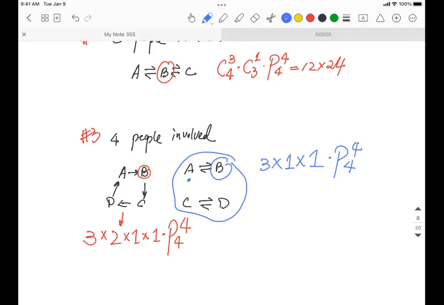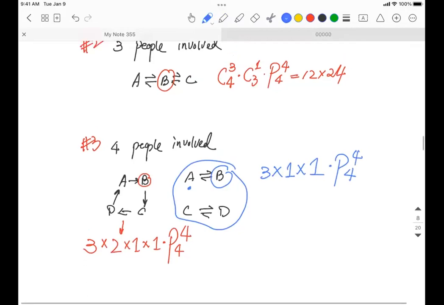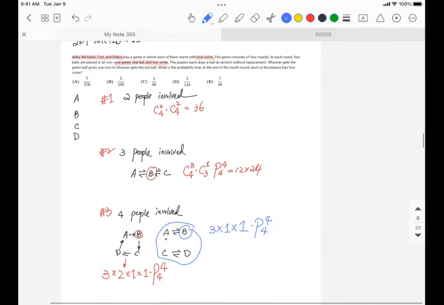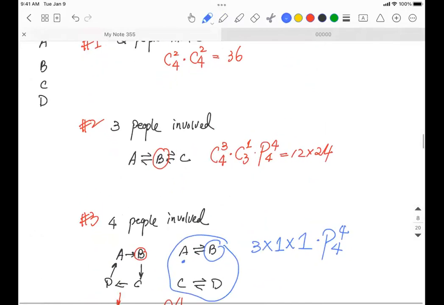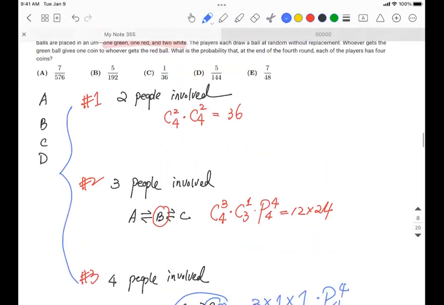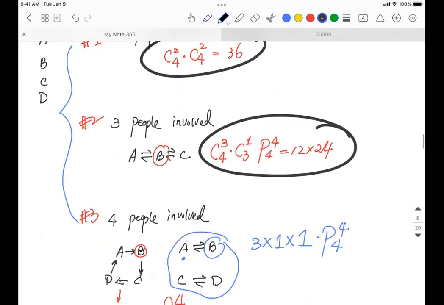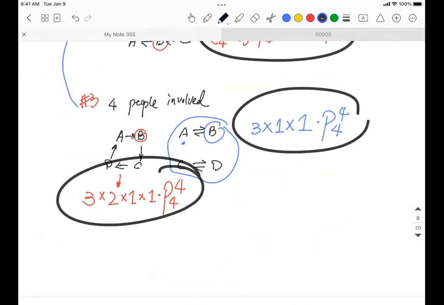There are 44 different permutations, I'll say, right? I don't really care who wins first, who loses first. It doesn't matter. So therefore, you can see there are 3 different ways to make your classification, 3 different cases, and these are the total number of my 3 cases. You have to add them together, right?